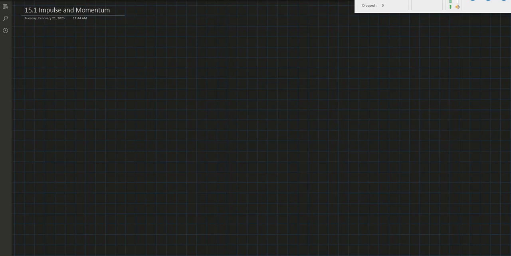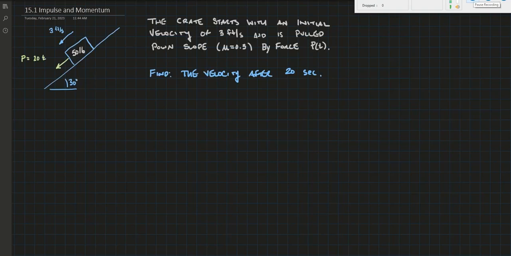In this video, we'll discuss the idea of impulse and introduce you to momentum. So let's consider this problem. A crate starts with an initial velocity of 3 feet per second and is pulled down a 30-degree slope with a coefficient of friction of 0.3 by a force P, which is a function of t, where P equals 20t. Let's find the velocity after 2 seconds.